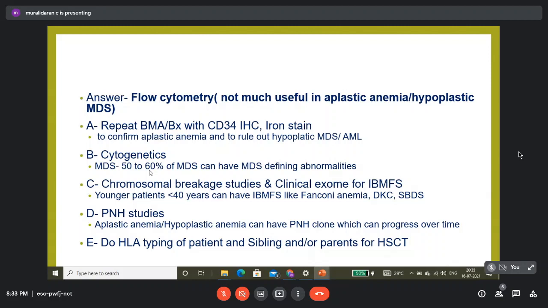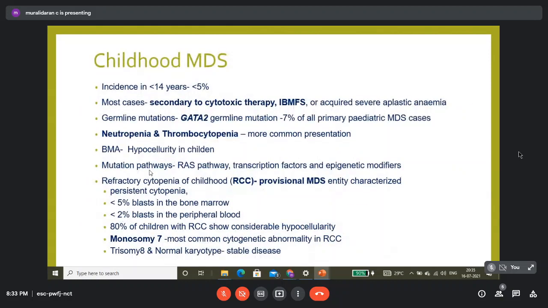So a few words about childhood MDS. They are very rare, less than 5%. Most of these patients are secondary to some previous history of cytotoxic therapy or inherited bone marrow failure syndrome, and very few patients can have an acquired, severe aplastic anemia. Though it is common in elderly patients, childhood patients can also present with it.